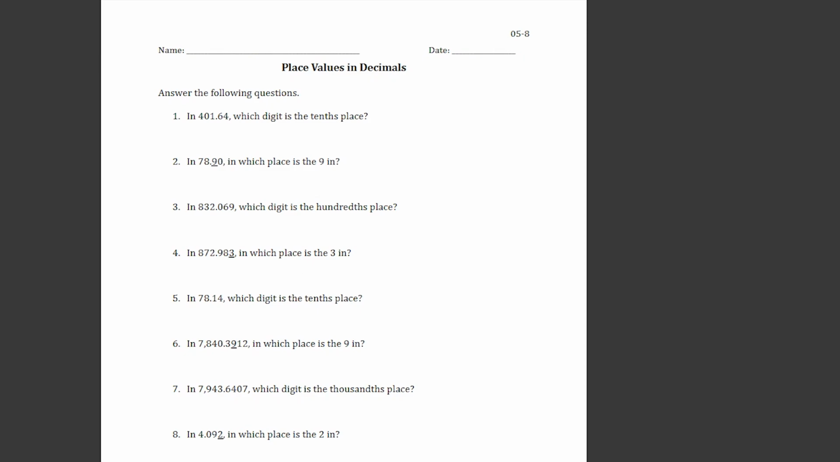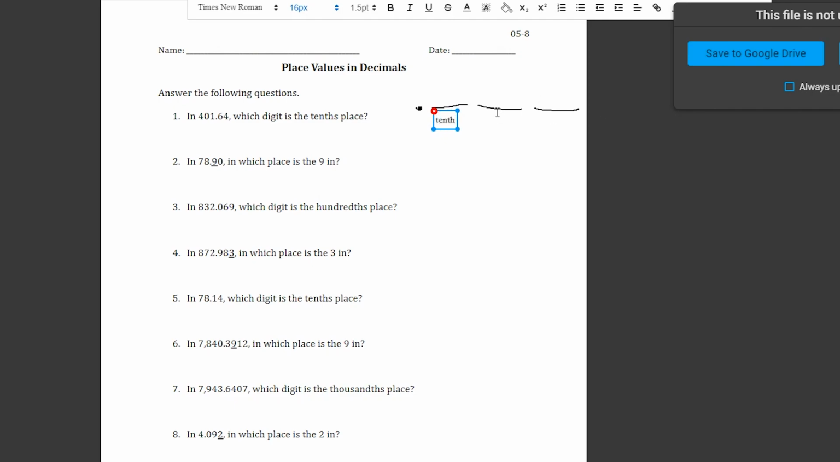As a general rule of thumb, when we have decimals, we're going to have our decimal point here, and then the places go like this. The first one, just one to the right of the decimal point, is the tenth place. Two digits away from the decimal point is the hundredth place. And three digits to the right of the decimal point is the thousandth place.